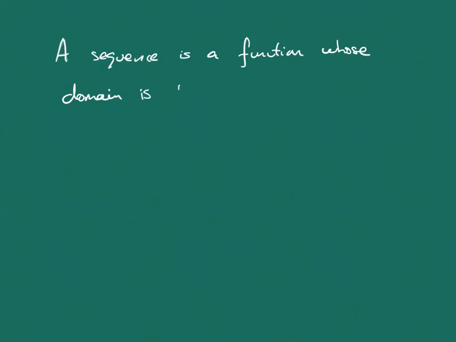So basically, when we think of a sequence, what we actually have is a function. So a sequence is a function whose domain is the set of either positive integers, or sometimes we think of positive integers and we'll throw in 0.